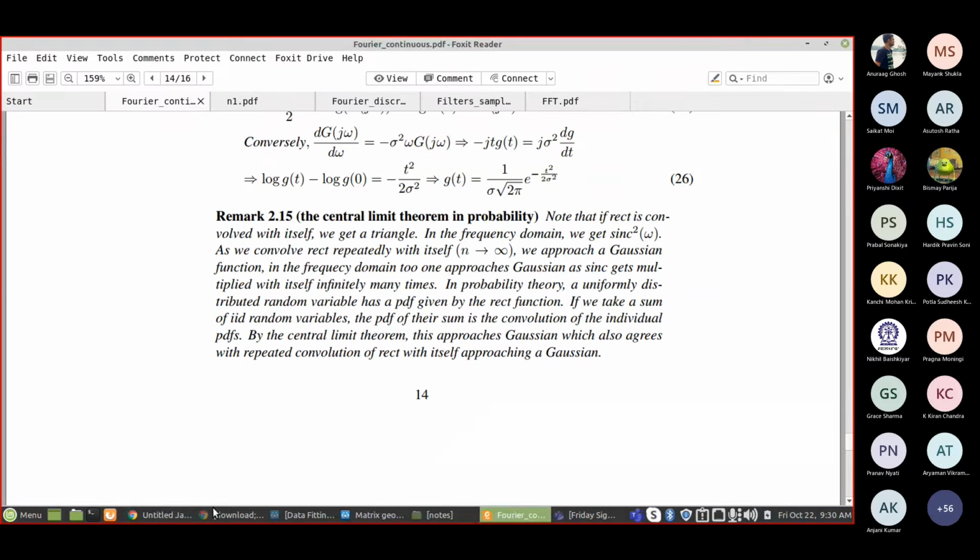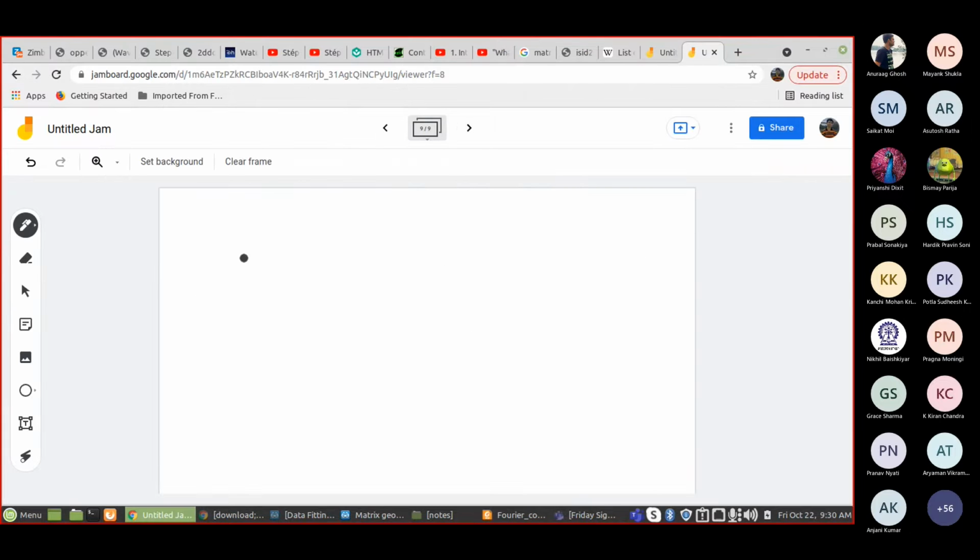So what central limit theorem says is the following: if you have n IID random variables, and I will also explain what I mean by it, independent, identically distributed random variables. If you don't know about these things, don't worry about it. Each random variable will have some probability density function. You can take it to be a uniform distribution, which is like a rect function, or it could be something else. That does not matter.